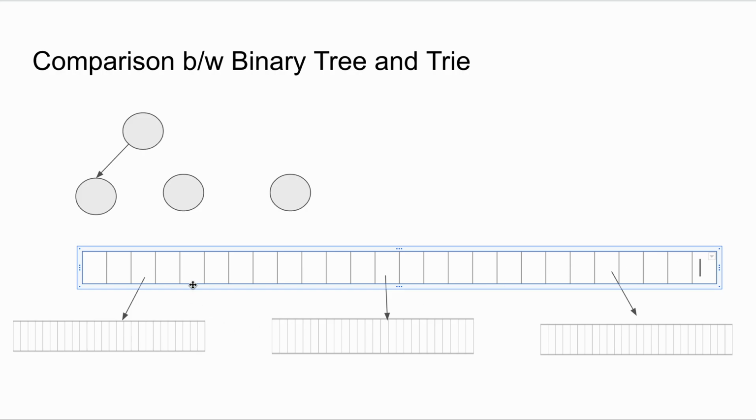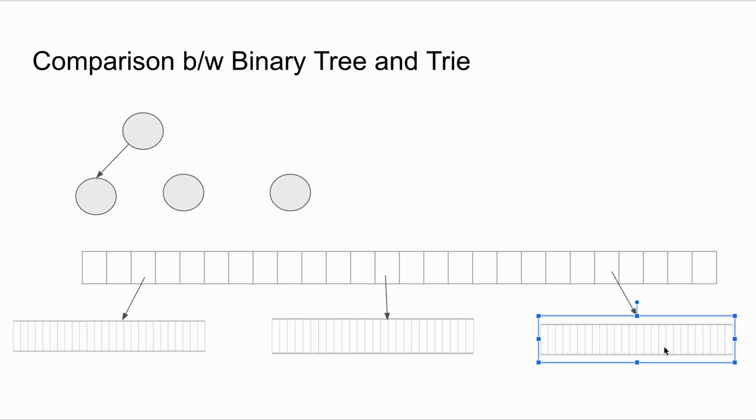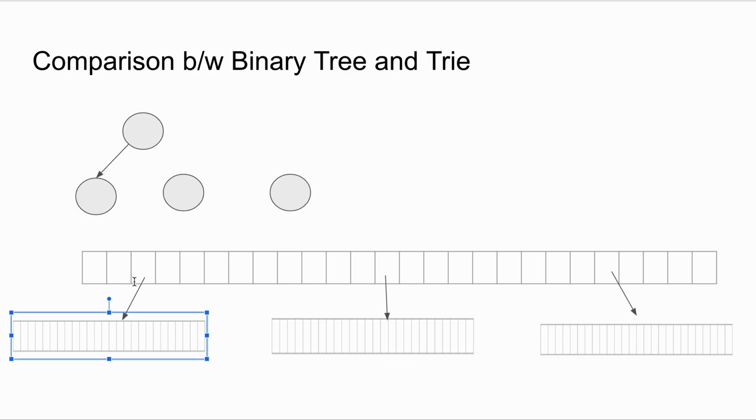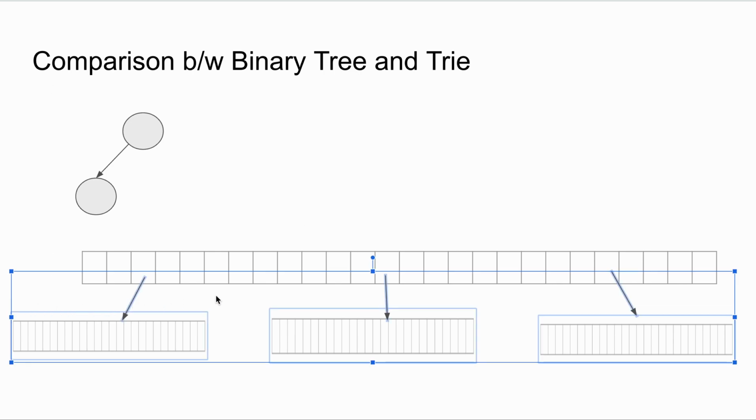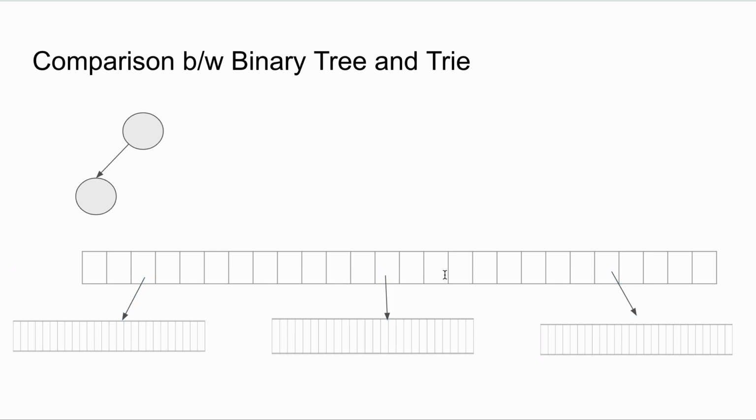So each trie node will have 26 children and these children can be null. For example, here I have just implemented 3 children and all the remaining children can be null. Just like in a binary tree, a child can be null, right? Similarly, there are just 3 children and all the remaining are null. So that is the definition of a trie: instead of just 2 children, there are 26 children.